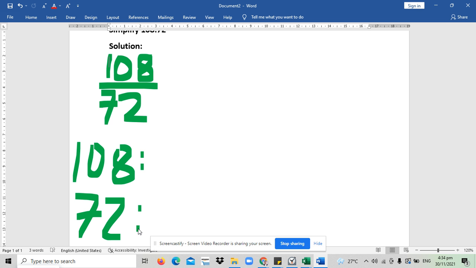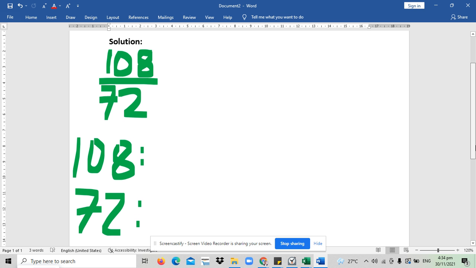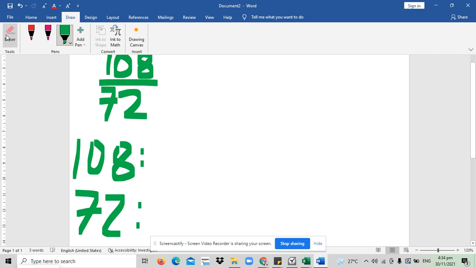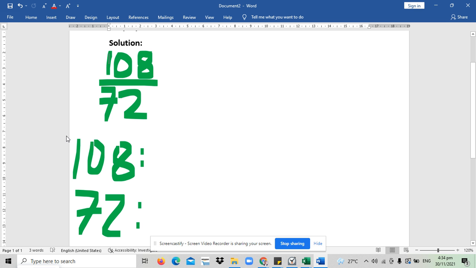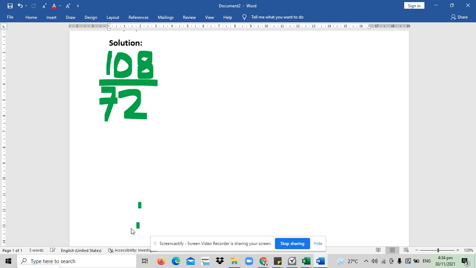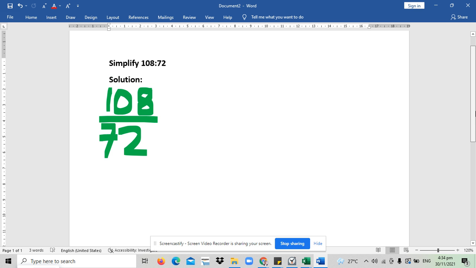Okay? So this is what I can advise you. We will not get the GCF of 108 and 72 first. We will not get their GCF directly. What we will do is try to lower the numbers 108 and 72 until we come up with numbers whose GCF is easy to find.